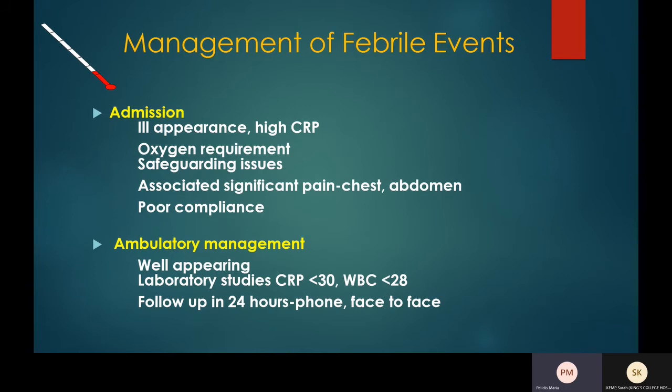Ambulatory management: they can receive their broad-spectrum antibiotics and subsequently receive either oral or further broad-spectrum antibiotics at home, if they are very well appearing, laboratory studies are reassuring, meaning the CRP is less than 30 and the white blood count is less than 28, and we feel we can do a follow-up in 24 hours, either by phone or face-to-face.